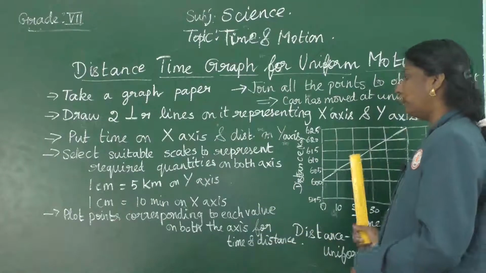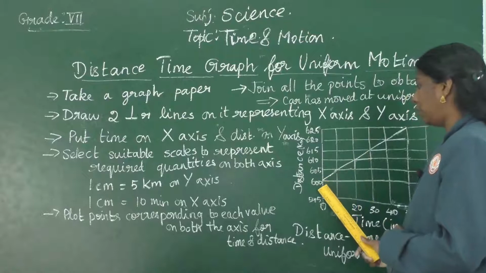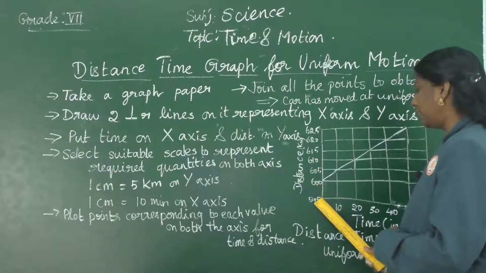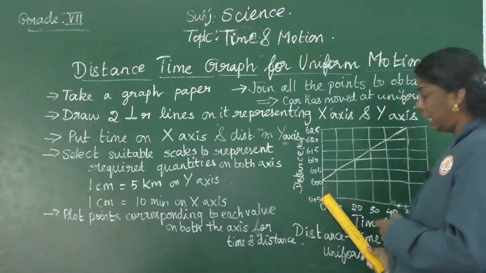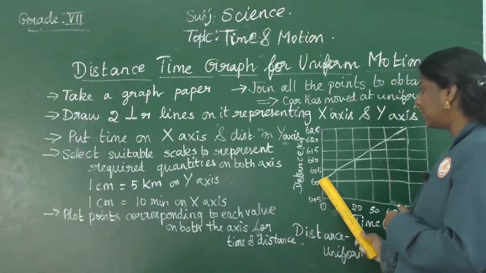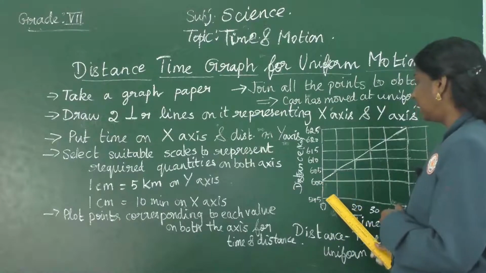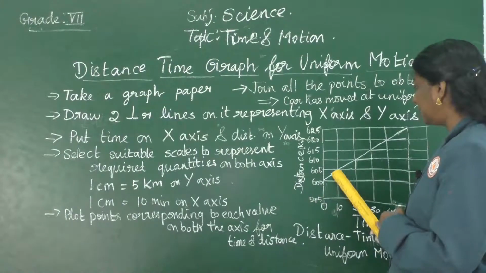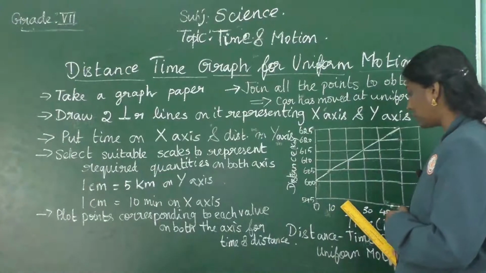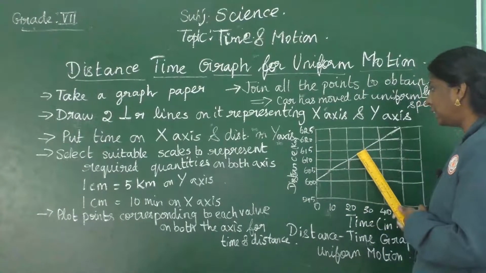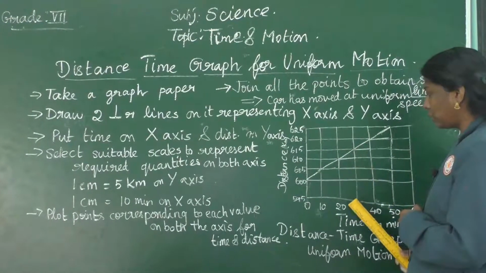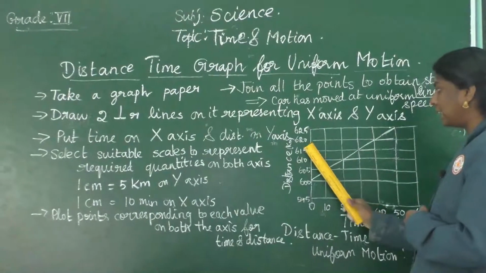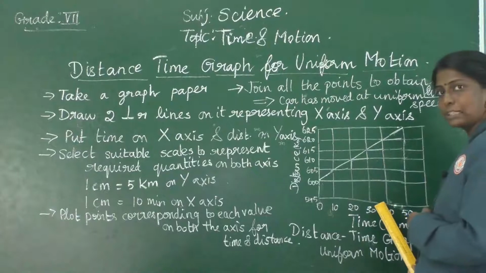Now we are going to plot the point corresponding to each value. When the car is at 600 kilometer, we are starting there, that is 0 minutes. Then 605 kilometer, 10 minutes was over. Then 610 kilometer, 20 minutes was over. Then 615 kilometer, here 30 minutes is over. Then 620, 40 minutes is over.